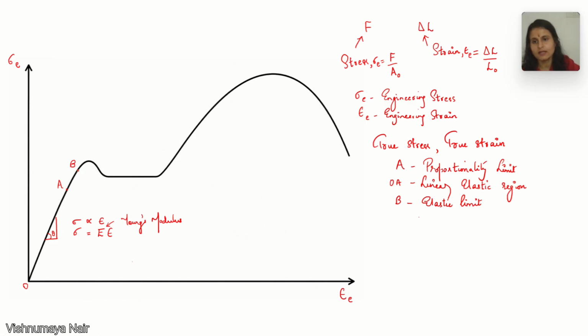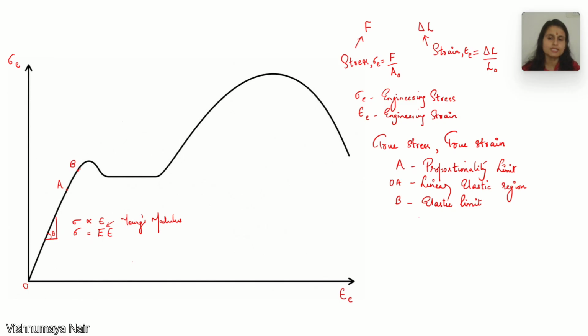That is, the material comes back to this point O through this line. It comes back to O through the same line. But if we stretch the specimen beyond this point B, the material enters the plastic zone. So up to point B, it is the elastic zone. And beyond point B, it is the plastic zone.